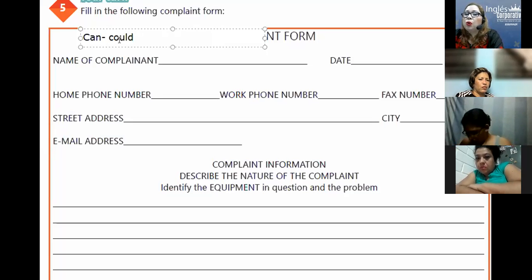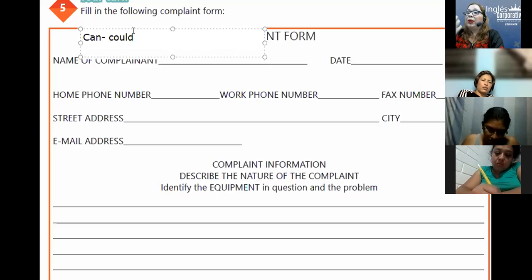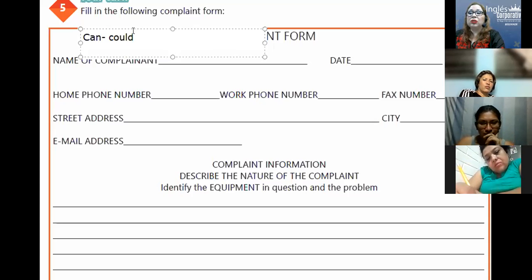Could es el pasado de can, pero en este caso no tiene nada que ver la gramática. Cuando ustedes vean could, o cuando les digan could you please, ya le están solicitando algo. No le están preguntando si en un tiempo anterior usted podía hacer alguna cosa o tenía la habilidad de hacerlo. Quiero que hagamos la diferencia de eso para que podamos entrar a estas preguntas.